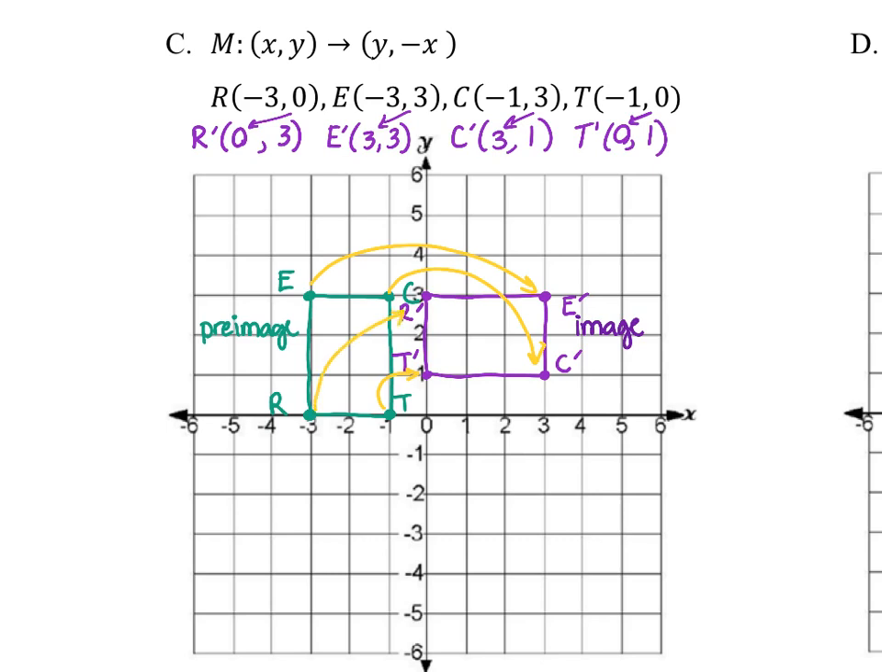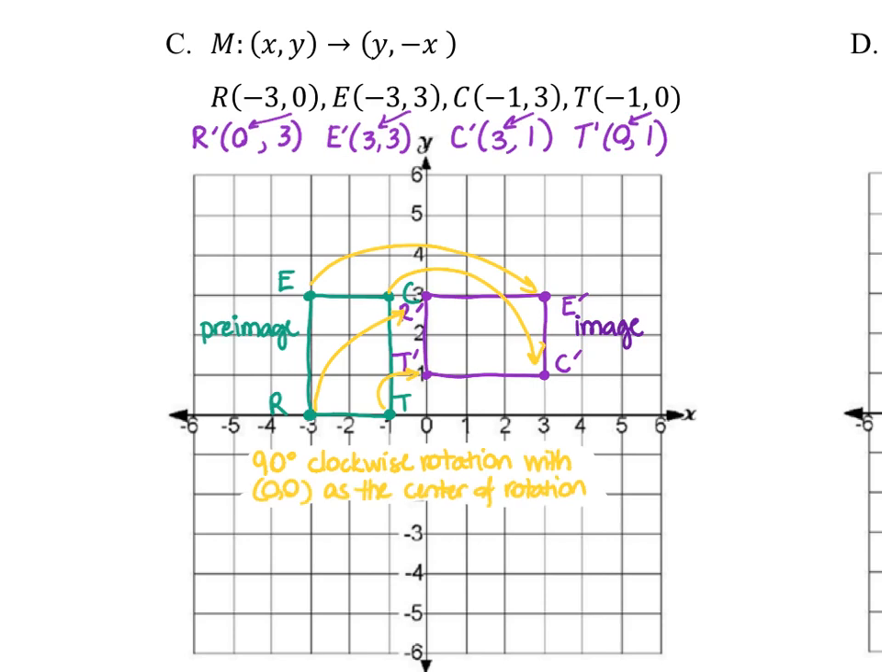So when we take a look at this, we can see that what ended up happening was we had a rotation of 90 degrees in the clockwise direction. And the center of the rotation was the origin, or 0, 0. And now we know why that mapping statement looked so unusual. This is what a rotation mapping statement looks like. We see the x and the y coordinate switch positions, and one of the coordinates goes negative. Which one goes negative indicates to you the direction of the rotation. All right, now we're ready for question D.